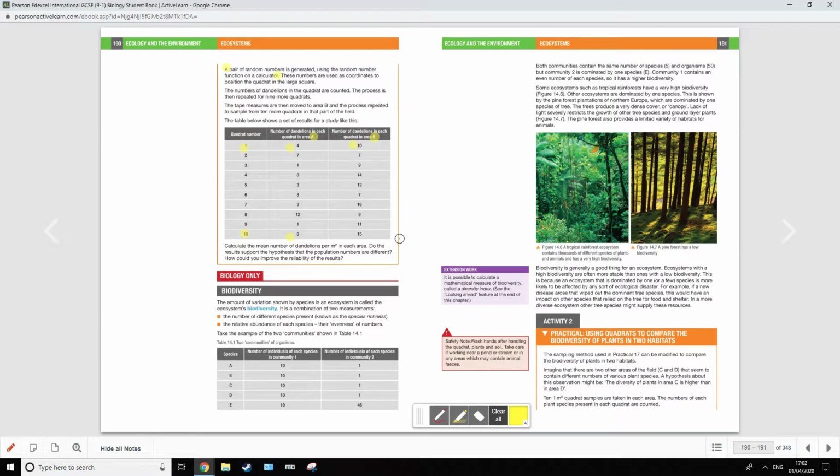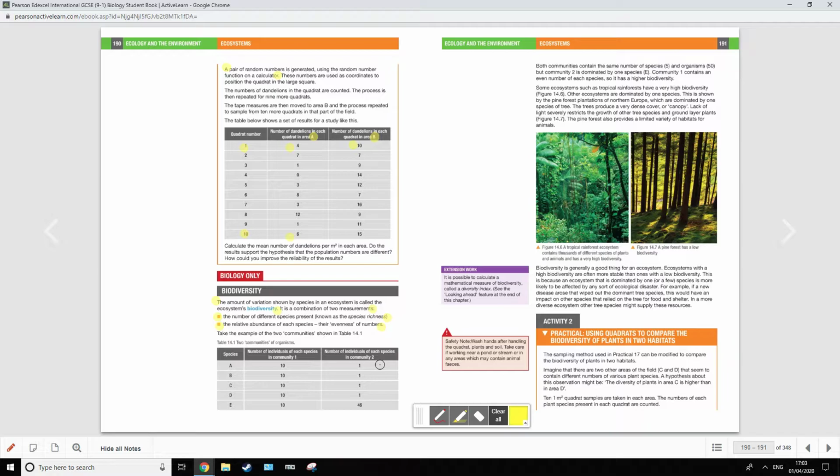The amount of variation shown by species in an ecosystem is called the ecosystem's biodiversity. So how many different kinds of species you have in an ecosystem? It's a combination of two measurements. So highlight this. The number of different species present, how many different species you have, known as species richness, and the relative abundance of each species, their evenness of numbers, how many of each species you have. Okay.